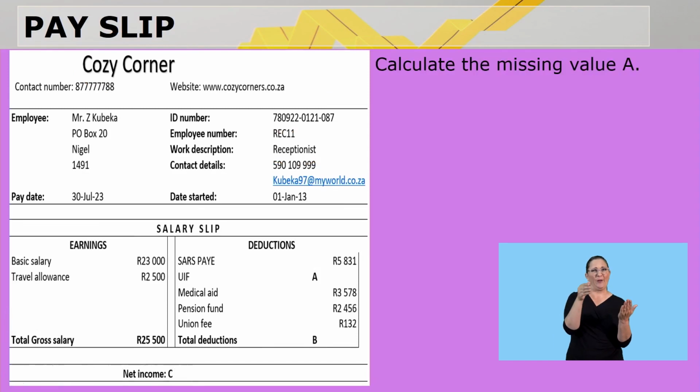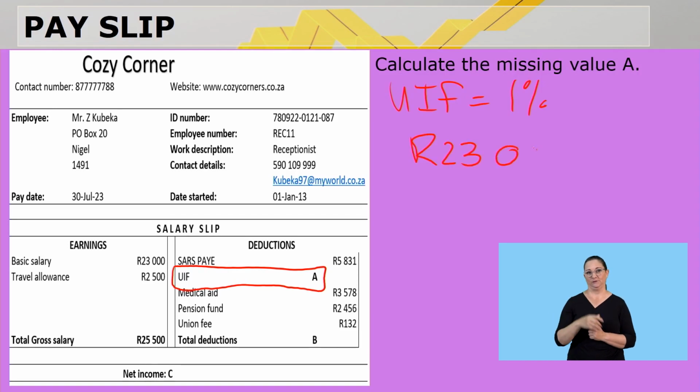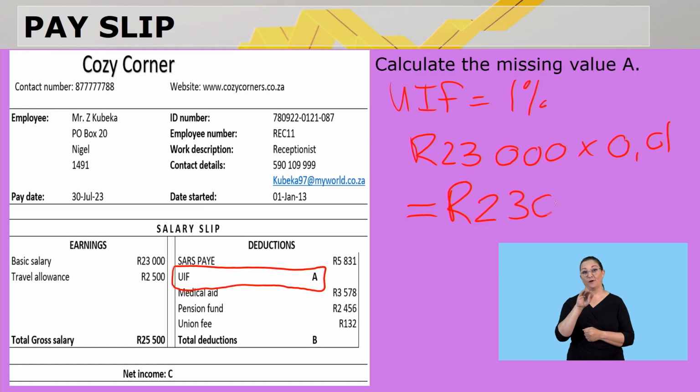Calculate the missing value A. Now A is UIF. Now remember, UIF is 1% of your basic salary. So it's going to be 1% of the 23,000 Rand. And then her UIF is 230 Rand. That is her deduction.